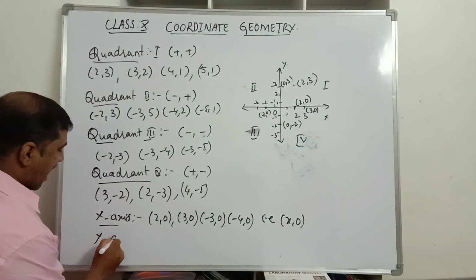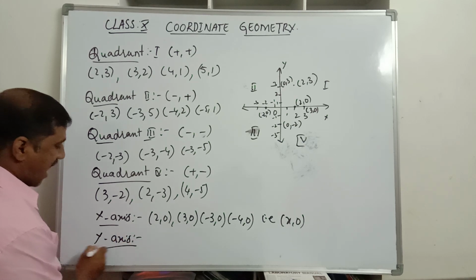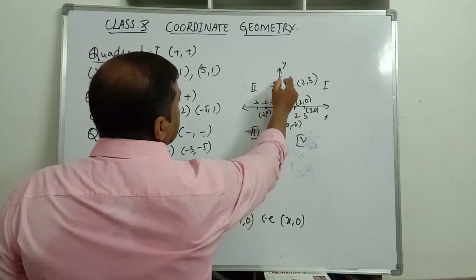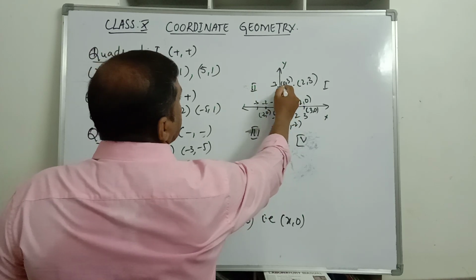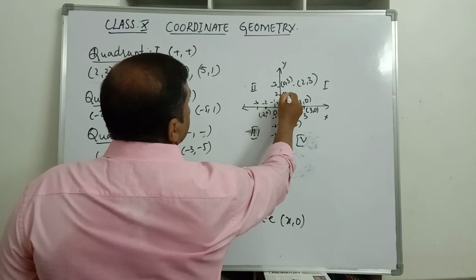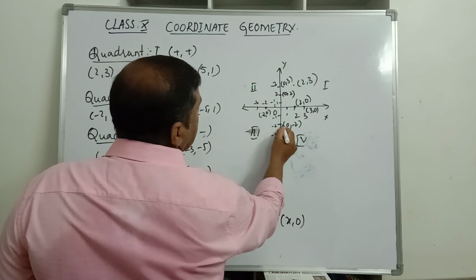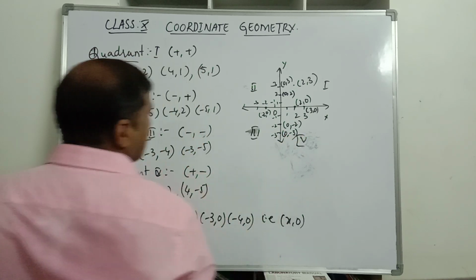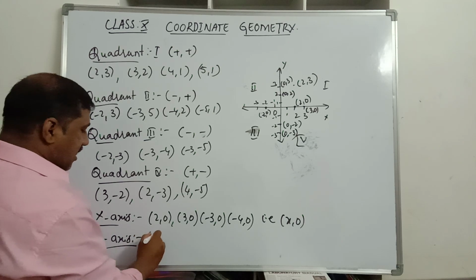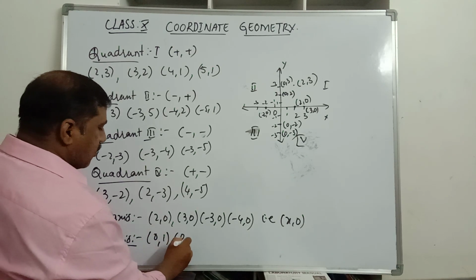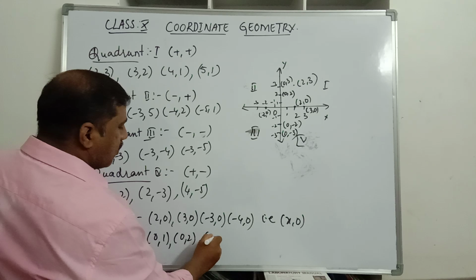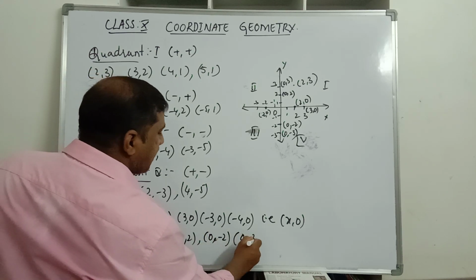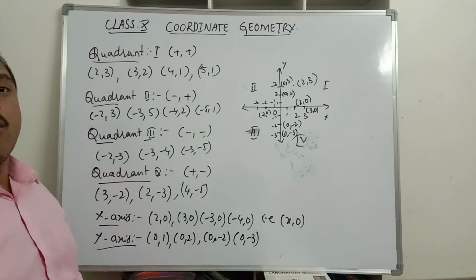Similarly, points on the y-axis. What are the points on the y-axis? You see here this point. So here this is representing x equals 0. So (0, 3), and this is representing (0, 2), and this point is representing (0, -2). This point is representing (0, -3). Therefore, the points on the y-axis are (0, 1), (0, 2) and then (0, -2), (0, -3), etc. All these are the points on the y-axis.